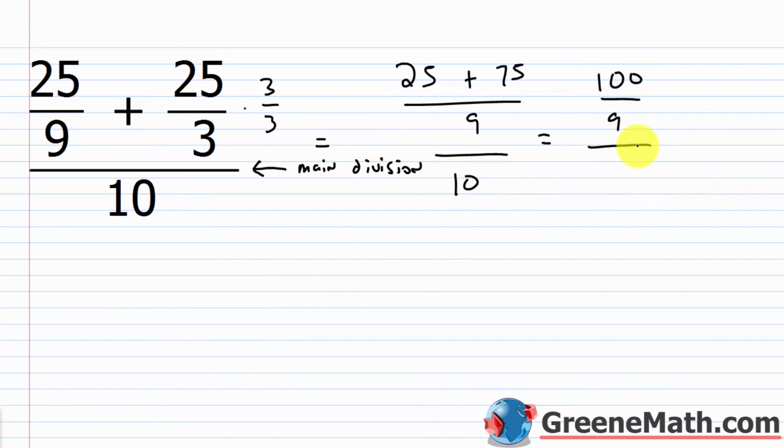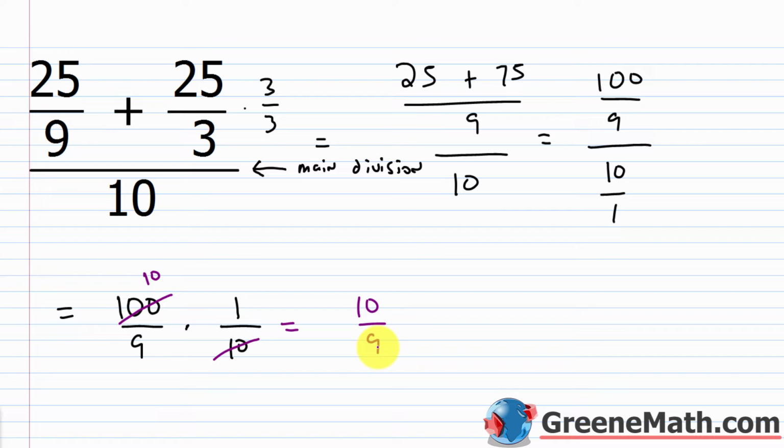You think about this as divided by 10. And you could do 10 over 1 if it makes you more comfortable with the process, because what do we do? We take the first fraction, which is 100 over 9, and we multiply by the reciprocal of the second fraction, which is 1 over 10. So I can see that I can cancel this with this, and I get a 10. And so I end up with 10 ninths.